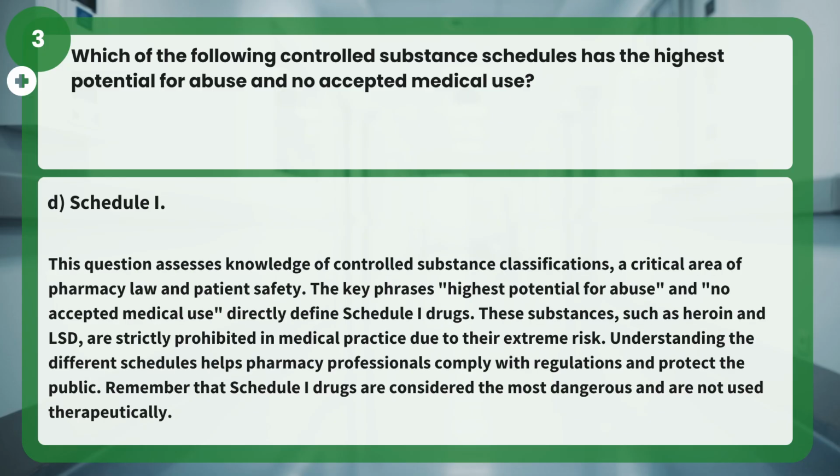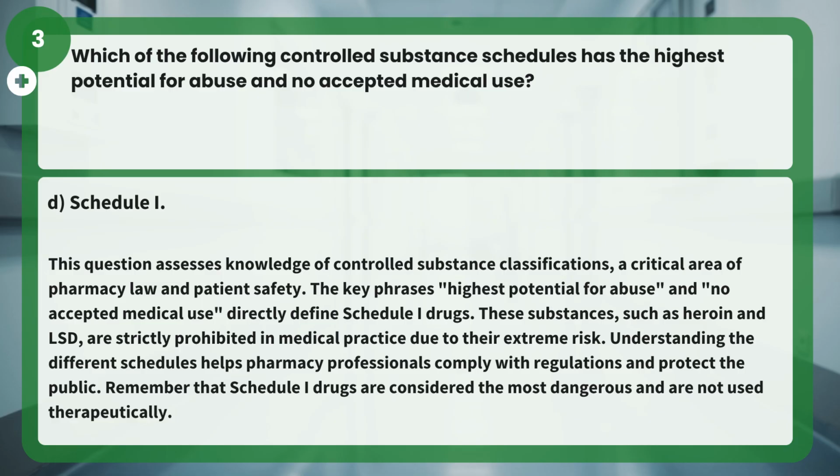Answer D. Schedule 1. This question assesses knowledge of controlled substance classifications, a critical area of pharmacy law and patient safety. The key phrases highest potential for abuse and no accepted medical use directly define Schedule 1 drugs.